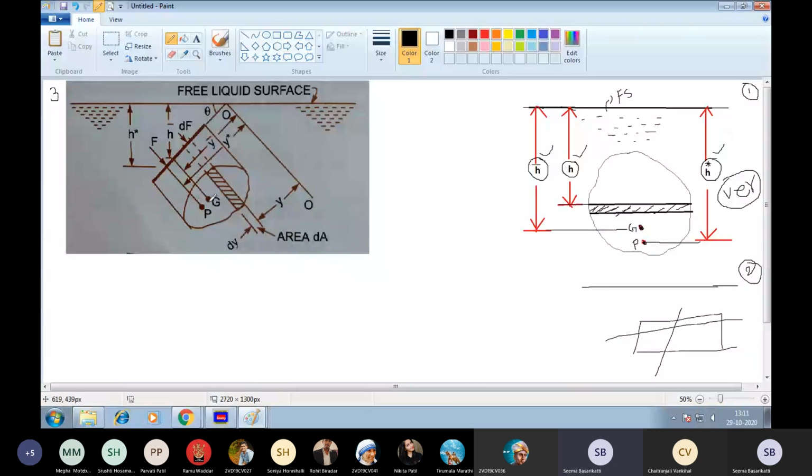So from the center of gravity up to the free surface of liquid, I have taken h bar. Simultaneously, from the center of pressure up to the free surface of liquid, that is taken as h star. Simultaneously from the strip, so this is nothing but the strip, this height is taken as h. So these are the terms here.